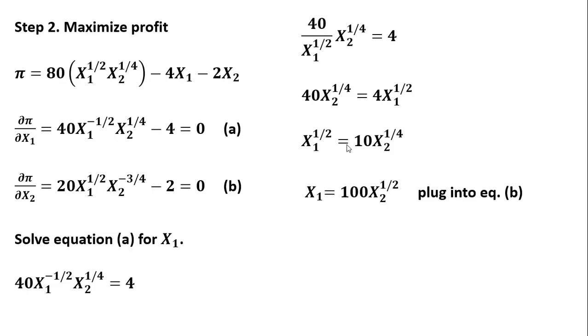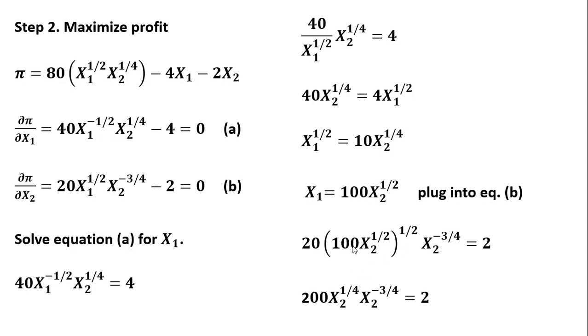And now I'm going to just square both sides to get rid of this 1/2 term over here. So 10 squared gives us 100. And then input 2 now, because we're squaring that, will be raised to the 1/2 power. We're going to plug this equation into B over here. So where I have input 1, I am plugging in this result right here. And then simplifying that.